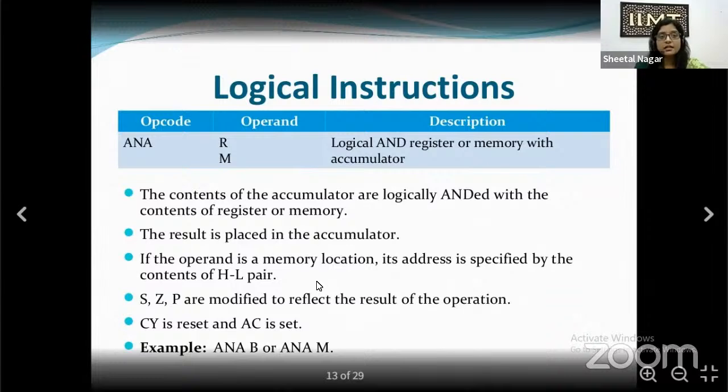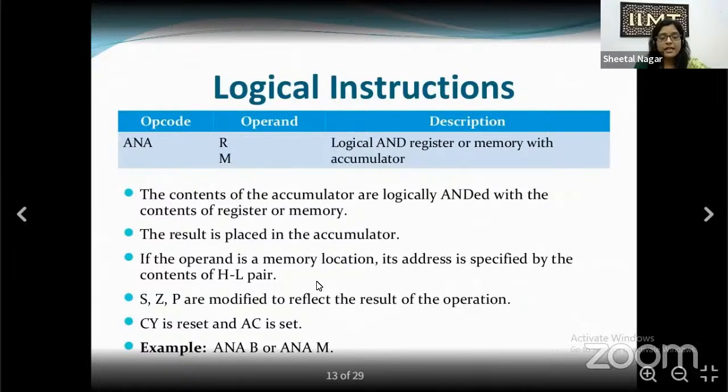A single general purpose register contains 8 bits, and we have three register pairs in the 8085 microprocessor: register B, C, register D, E, and register H and L. The memory pointer M is the HL register pair. This means that if we have to point to any memory location, we have to store its address in the HL register pair.